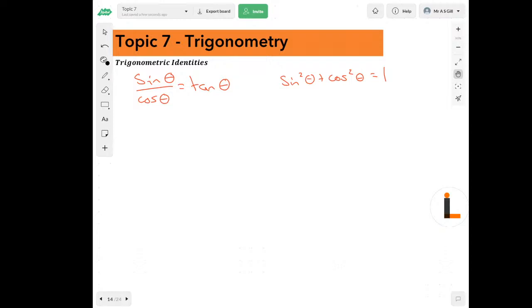You won't be asked to demonstrate a proof of them in your spec, but sometimes it's interesting to know, so you can definitely look them up. There are definitely some brilliant videos out there on that. Just a few things to add: if you had, for example, on the right hand side 4 sine squared theta plus 4 cos squared theta, this would also equal 4, right? So we can just multiply through and change the coefficients as appropriate, as long as it's kept consistent.